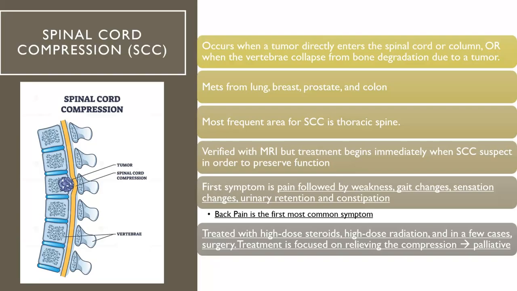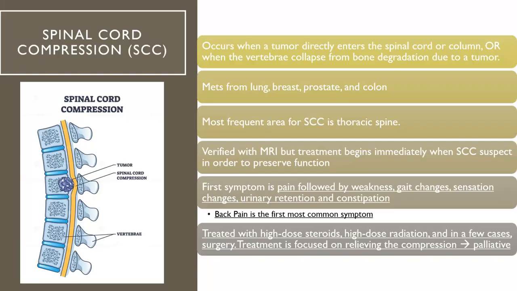Spinal cord compression. This occurs when a tumor directly enters the spinal cord or column, or when the vertebrae collapse from bone degradation due to a tumor. Mets from lung, breast, prostate, and colon could also cause spinal cord compression. So when you have any kind of cancer tumor that is metastasizing, the most frequent area for spinal cord compression is the thoracic spine. You verify spinal cord compression with an MRI. Treatment should begin immediately if you suspect spinal cord compression to preserve function.